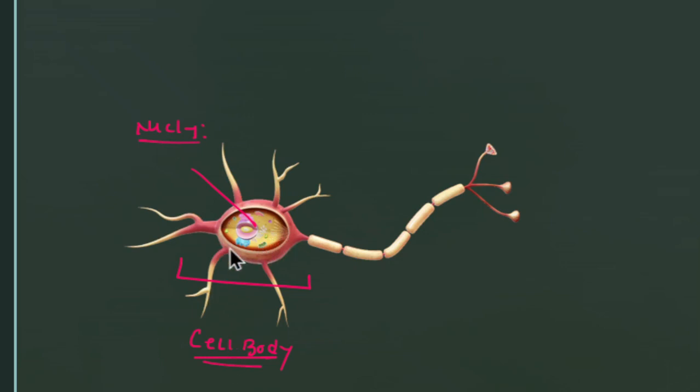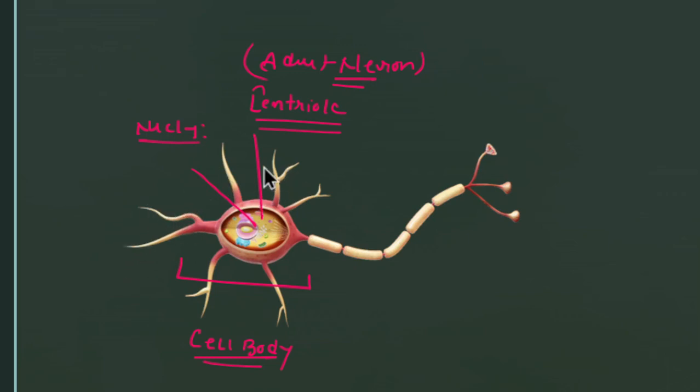Mitochondria, Golgi apparatus, all the cellular organelles are present in this region except one thing, and this one thing is the centriole. You have to remember, centriole is totally absent in the adult neuron. Otherwise, all these cellular organelles are present.